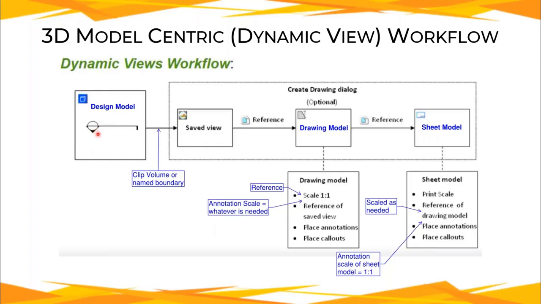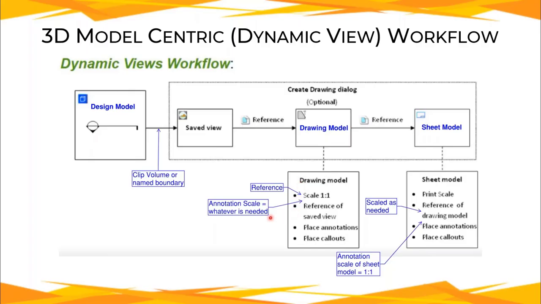So when you use that section callout tool, that's going to create a clip volume or a named boundary to show what of that model you want to actually get in the saved view. And then it creates the saved view, and that saved view gets referenced into a drawing model. The drawing model is going to be full scale, so 1-to-1. If you measure things in a drawing model, they're going to measure actual real world dimensions.